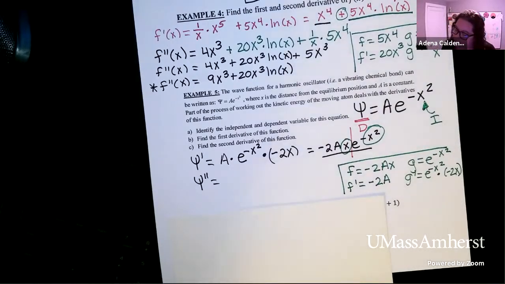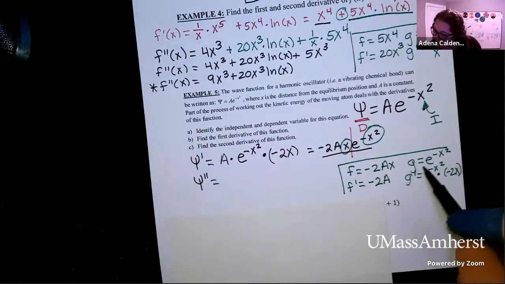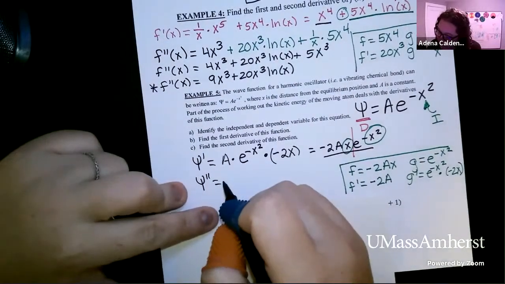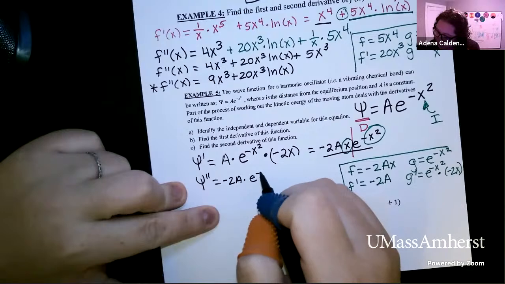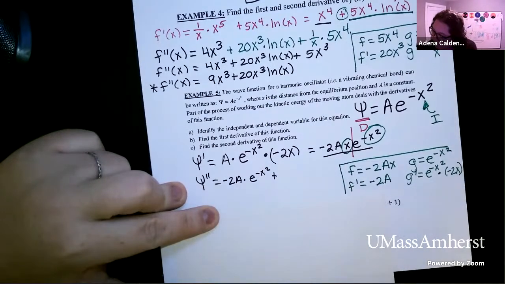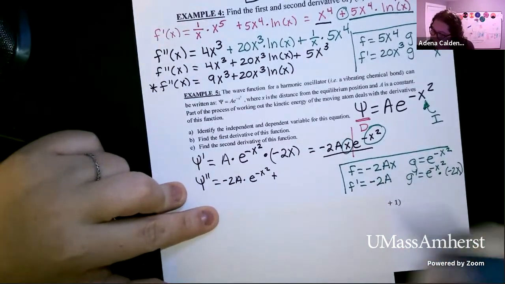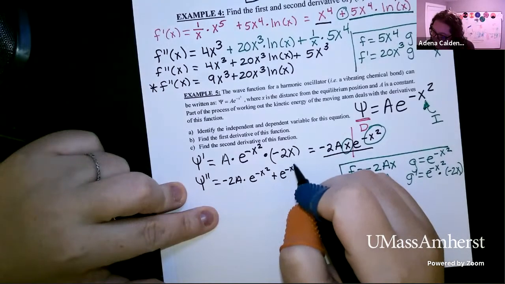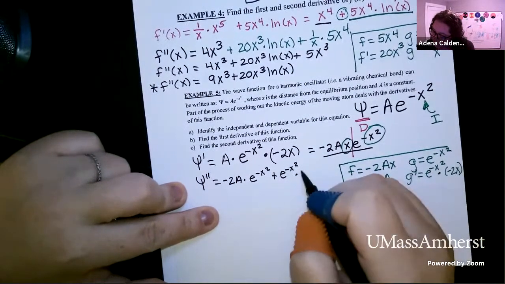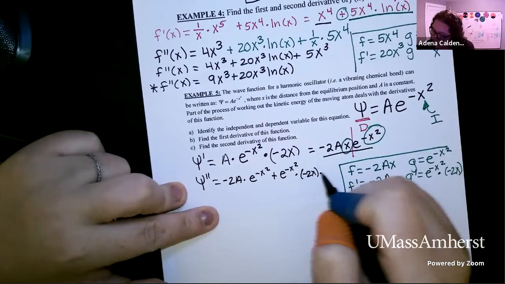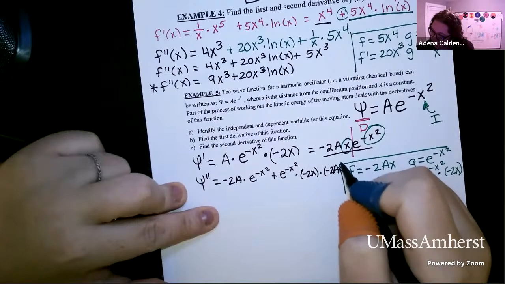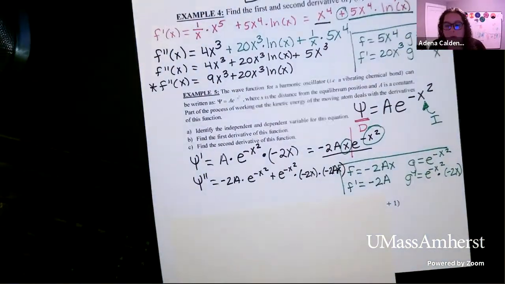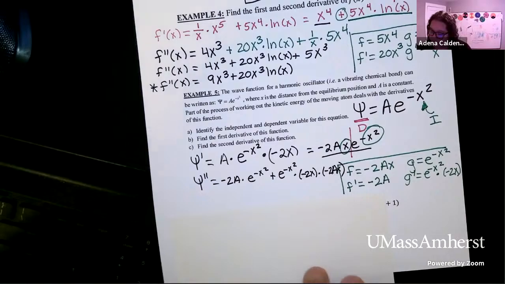Now putting all these things back together, we have f prime times g, so negative 2a times e to the negative x squared, plus g prime times f, so e to the negative x squared times negative 2x times f, which is negative 2ax. Okay, so now I have all my pieces. I want to see if I can simplify anything here.